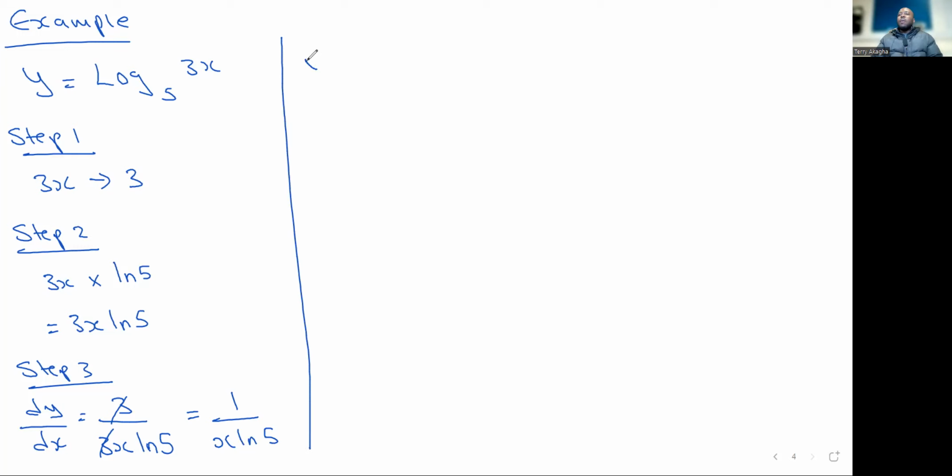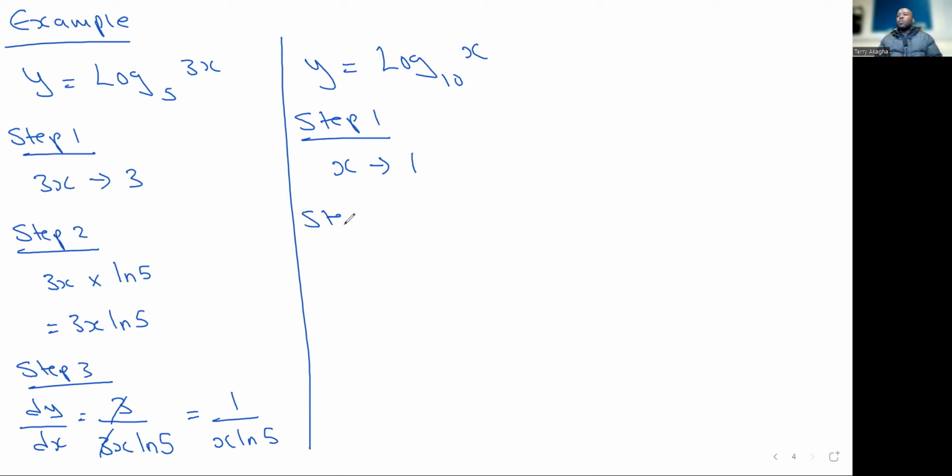Then let's pick another one. Let's say we have y is equal to log x to base 10. Let's pick this one. So step 1, you differentiate this. So x, when you differentiate that, is going to give you 1.